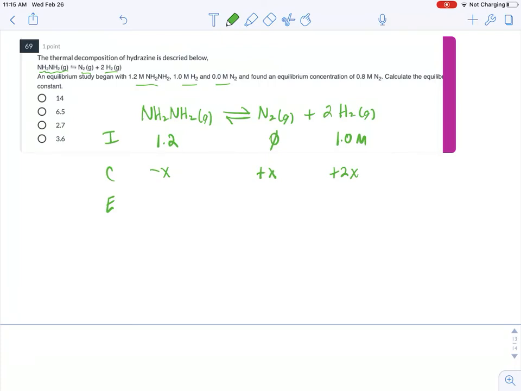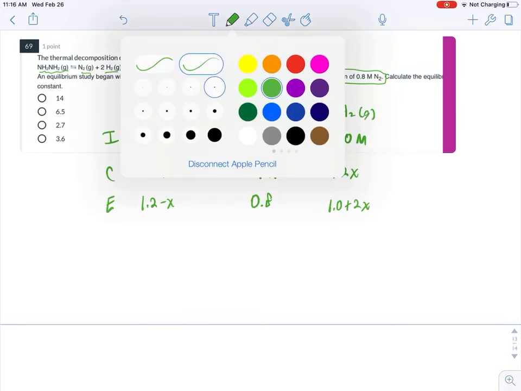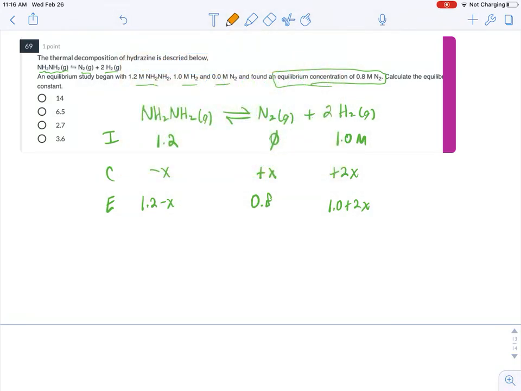Well, hold on. This right here is the equilibrium concentration of nitrogen. So the equilibrium concentration of nitrogen is 0.8. Okay? Add these columns, 1.2 minus x. Add these columns. This will be 1.0 plus 2x. And then what we're going to do is use this information to tell us what x is. Okay, 0 plus something is equal to 0.8. So x is given to us indirectly here by this column.